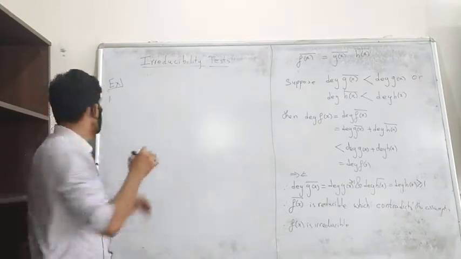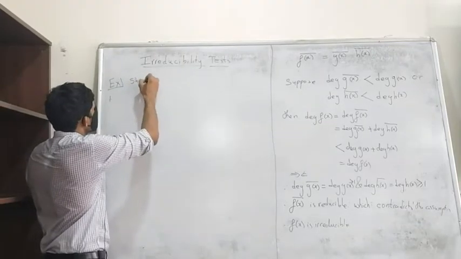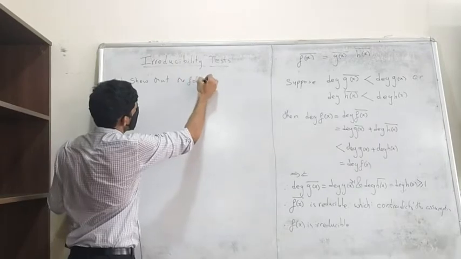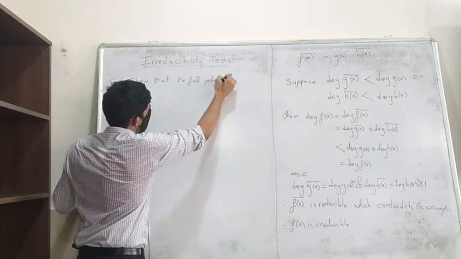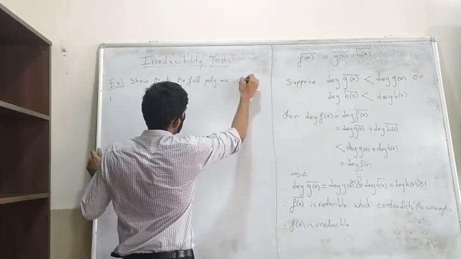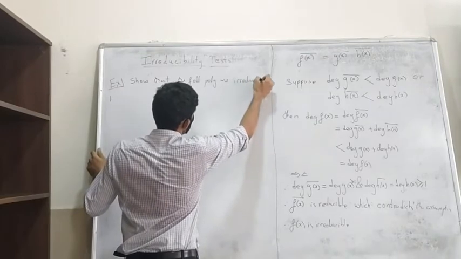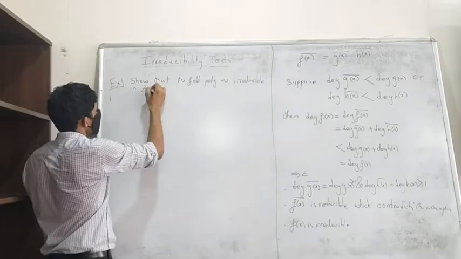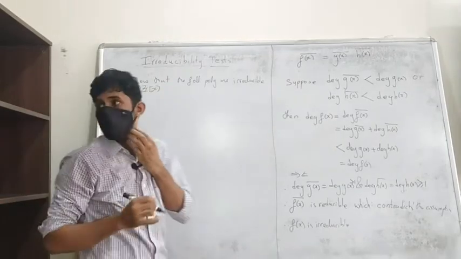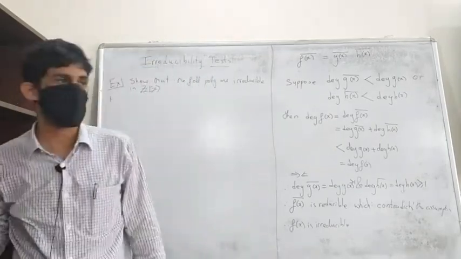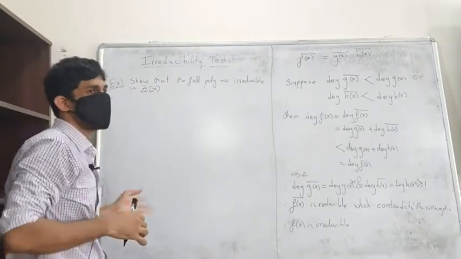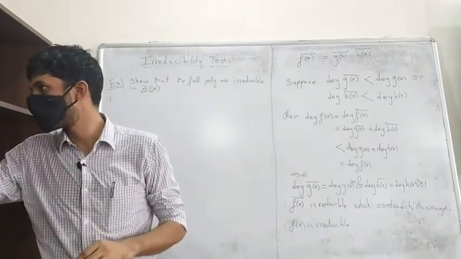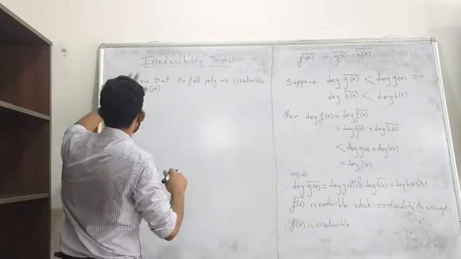Okay, anyway, so one is, show that the following polynomials are irreducible in Zx, Zx or Qx, it doesn't matter because these polynomials which I'm giving you are primitive. Or let us put Qx, why not?